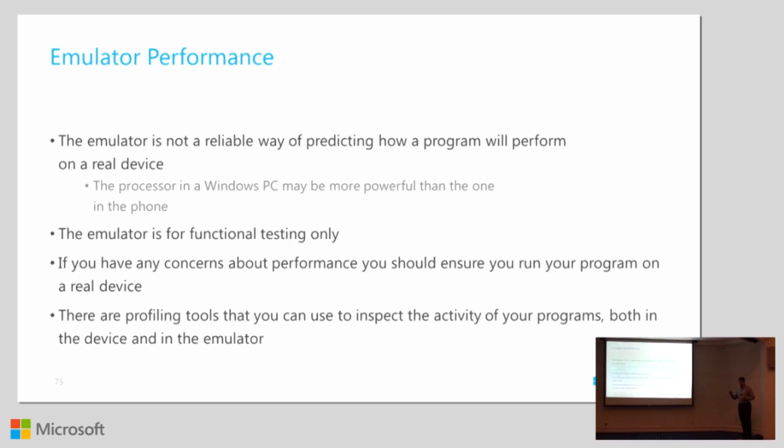So on the emulator, you can test for network performance, and what that allows you to do is say I want a 2G network, I want a 3G network, and you can see how the performance of your application is on the network. All right?